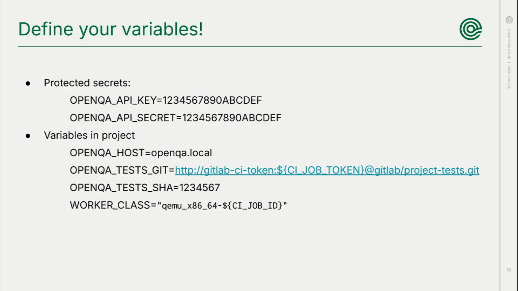So I'm giving it a Git HTTP URL with a CI job token, which is a GitLab thing. So when I clone this, it will be able to clone it on the image. You'll want to put the SHA in there because you need to know the exact version of the tests that you want. And this worker class at the bottom, this is how we're going to target it. So CI job ID is always going to be unique because they increment every single job. So we can use that to say the type of worker that we're running here as this particular extension. And because it's a QEMU job, we just call it QEMU.